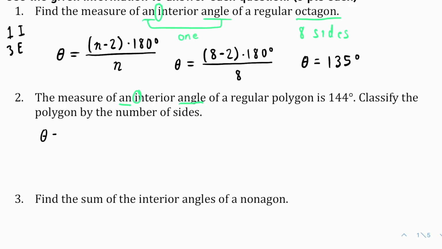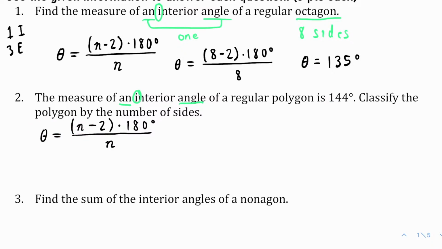So we know that theta equals n minus 2 times 180 degrees, all divided by n. The difference between this and the last one, the difference here is earlier on question 1, we knew what n was and we were looking for theta. Now we know what theta is, but we have to find n.